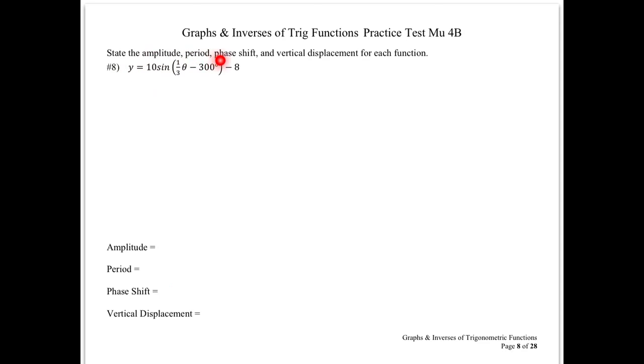State the amplitude, period, phase shift, and vertical displacement for each function. Amplitude is the absolute value of A. The absolute value of 10 is 10. Vertical displacement requires no work. That's the number you're adding or subtracting outside of the angle. It's negative 8. New period and phase shift do require some work.